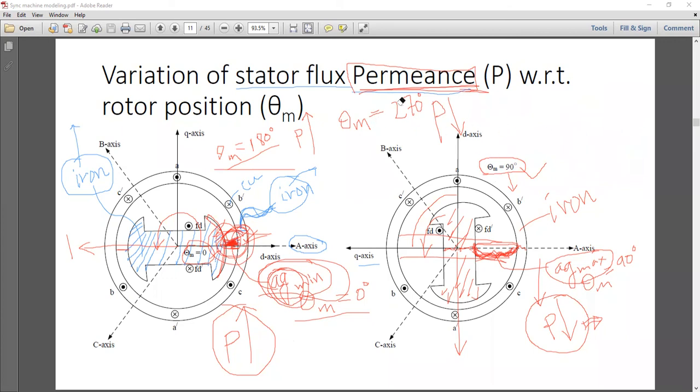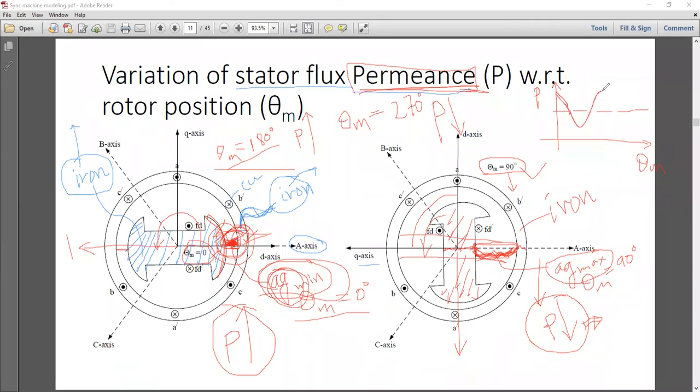I have explained everything. We are looking for some P expression as a function of theta. We saw that at theta equals 0, P is maximum. So let's try to draw it here. It will be a cosine function. At theta equals 0, P reaches maximum. At 90, it will reach minimum, and then it will move on.